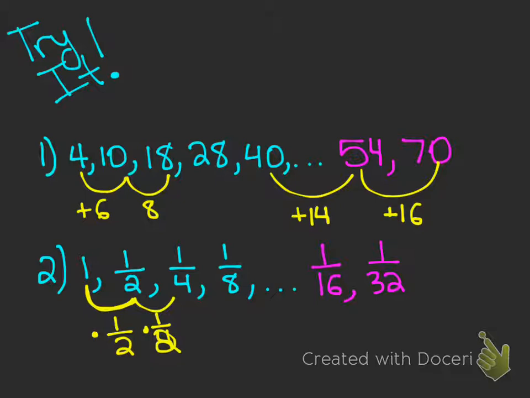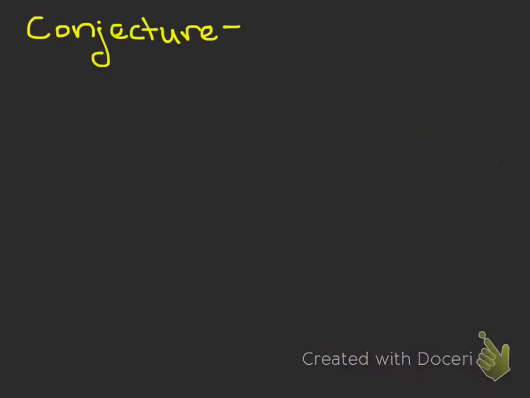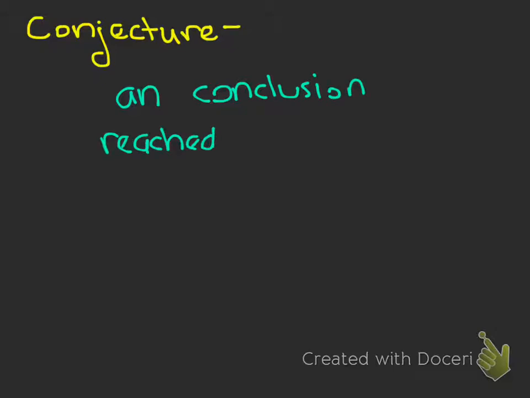And so on. So if we do 1/8 times 1/2, we get 1/16, and 1/16 times 1/2, we get 1/32. Okay, moving on. So next we're going to define a word, conjecture. Conjecture is just a conclusion reached using inductive reasoning.